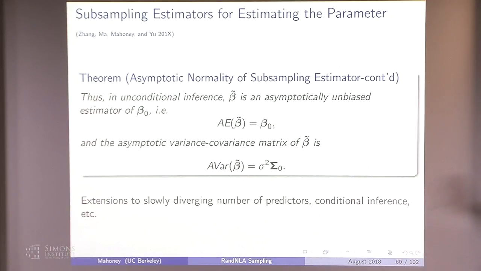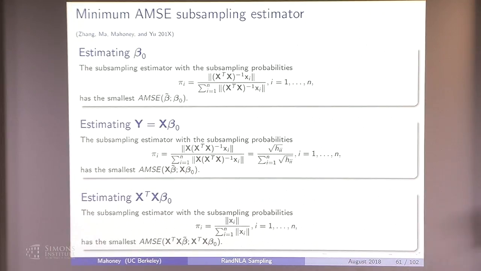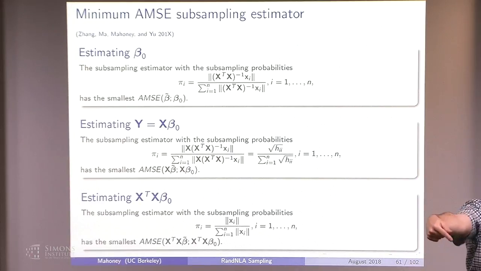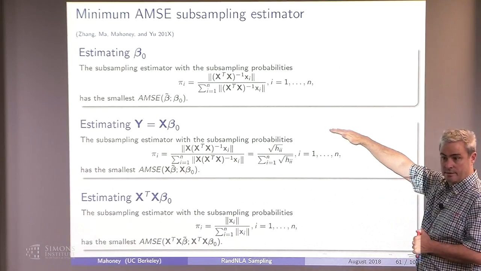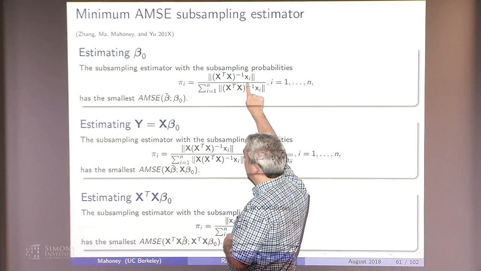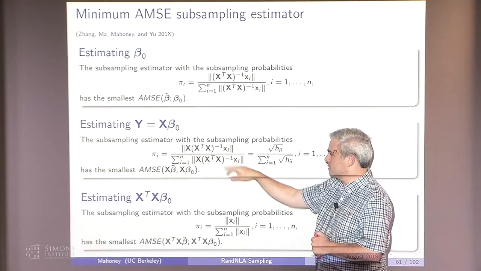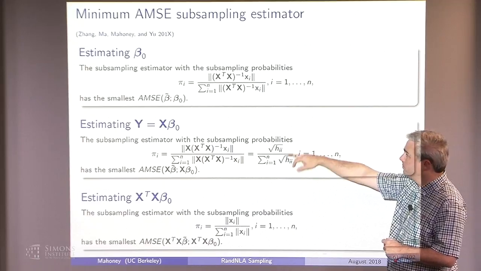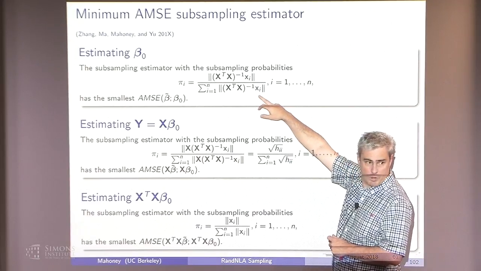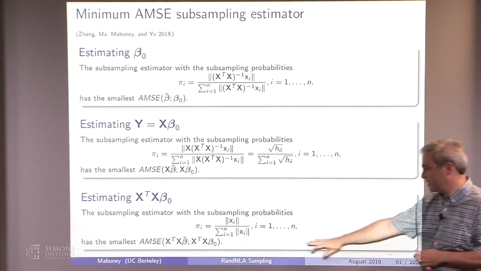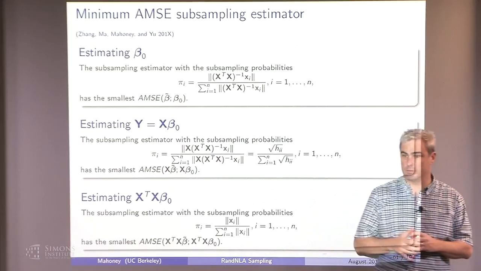If you want to estimate beta, these in fact are the optimal probabilities, not for the MSE, but for the asymptotic MSE. If you want to estimate x beta, which is y hat, these will be the optimal probabilities. So here is x transpose x inverse times xi, which is the square root of the leverage scores. This is something that's a little bit more complicated. It has this variance term in the denominator, this correlation term in the denominator. And if you want x transpose x beta, you get something which is not rho norm squared, but rho norm.